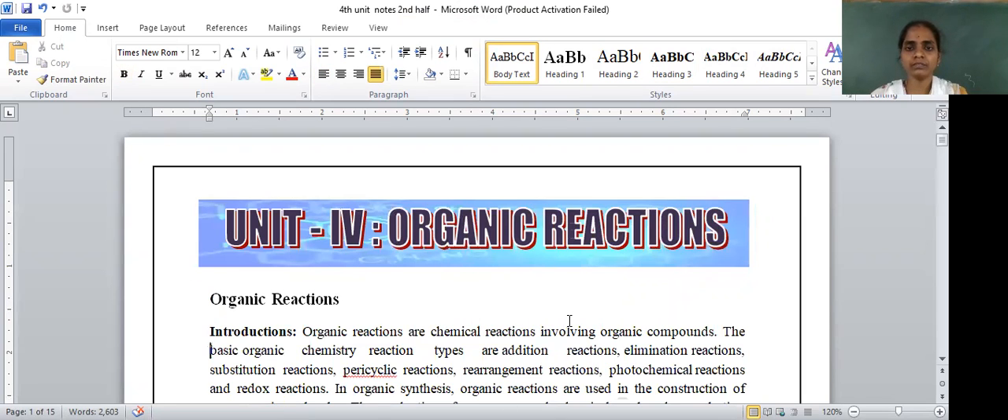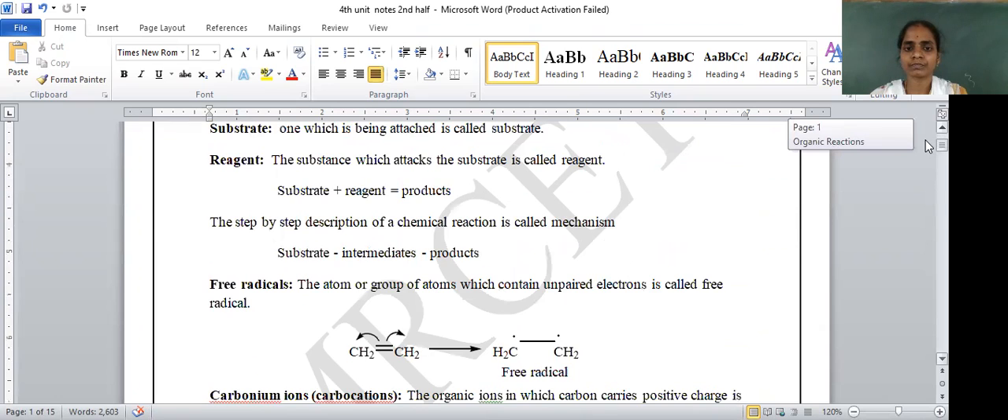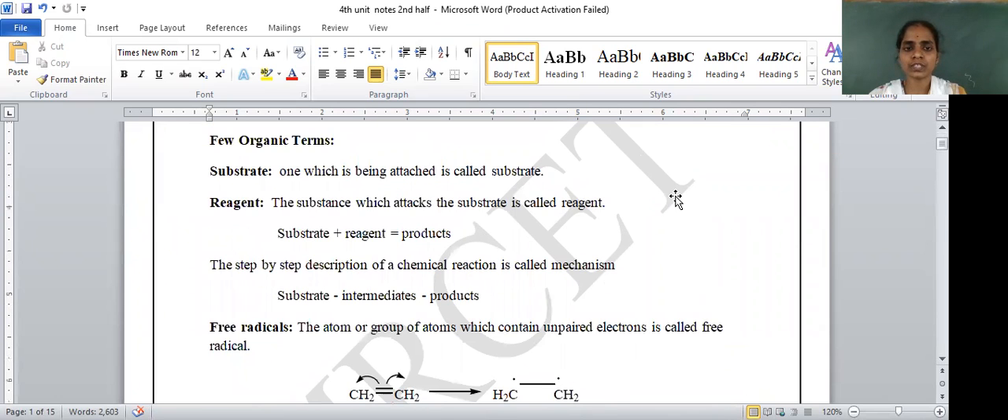And next is the intermediate. If you see here, this is a substrate. In order for the substrate to react, first it forms intermediates and then it forms a product. And free radicals.